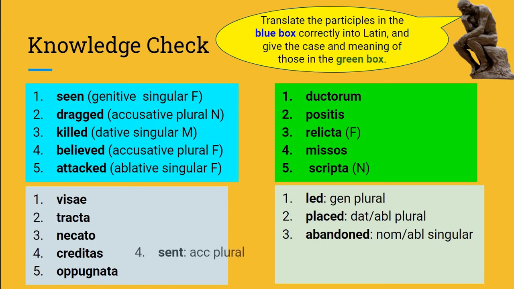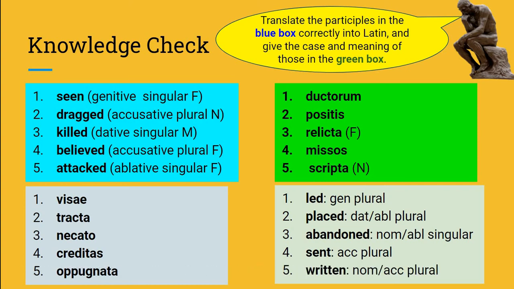Missos, meaning sent, from the verb mitto, mittere, misi, missus, must be in the accusative plural here. And scripta, if we take it as neuter, it's going to mean written, from scribo, scribere, scripsi, scriptus, and it's going to be in the nominative or the accusative plural.